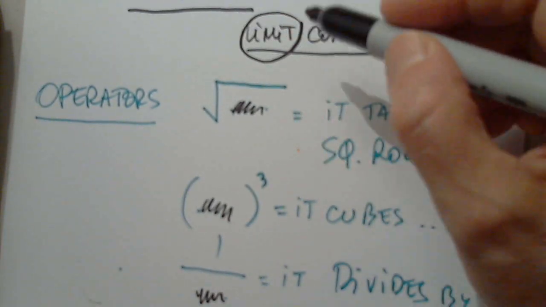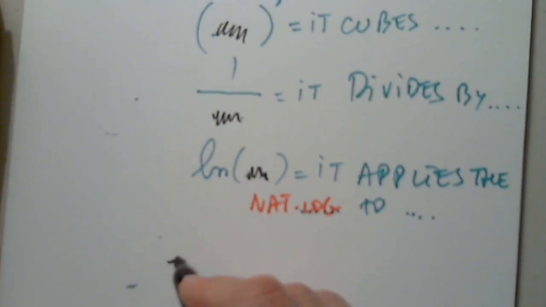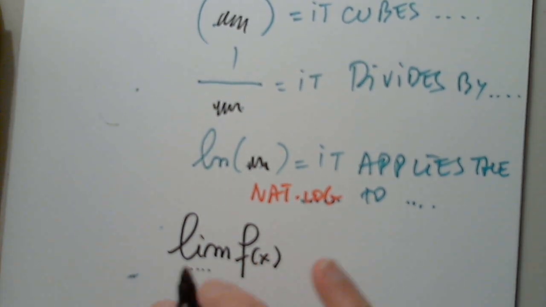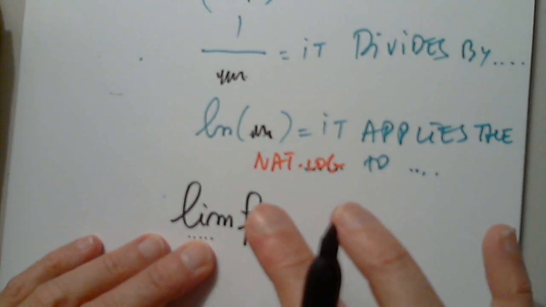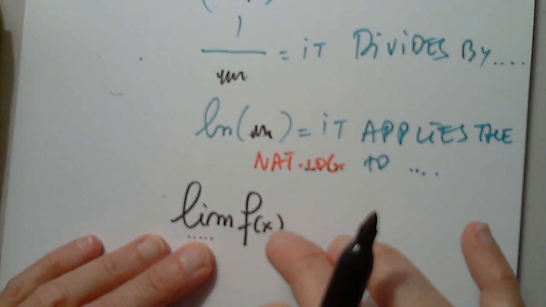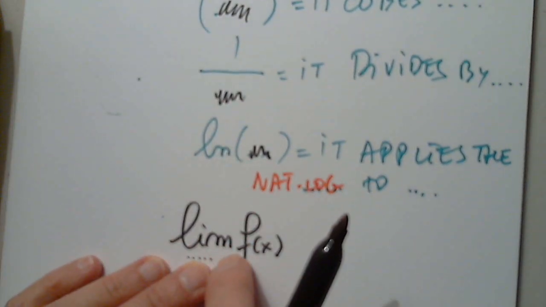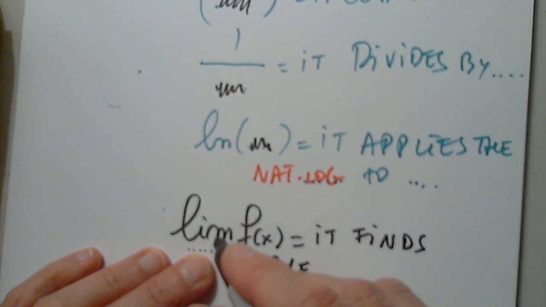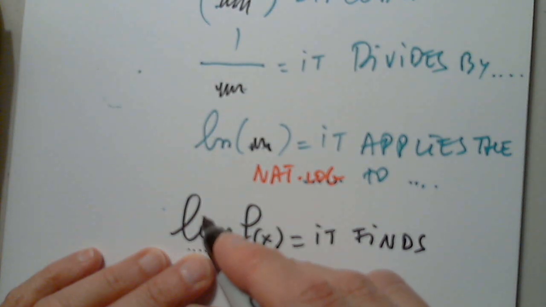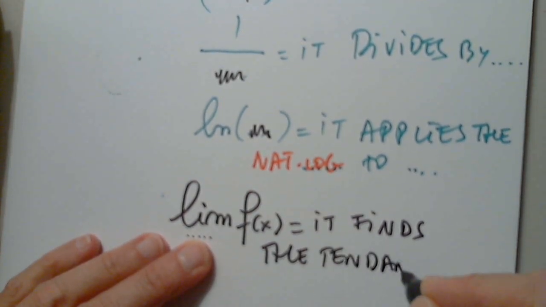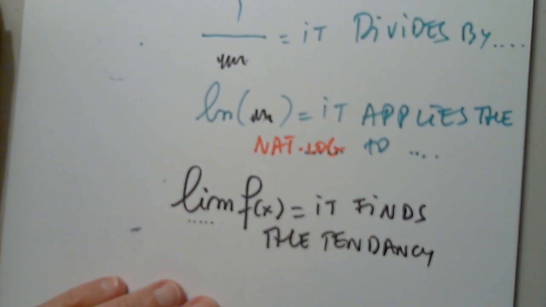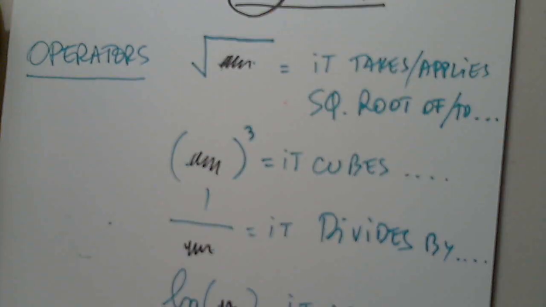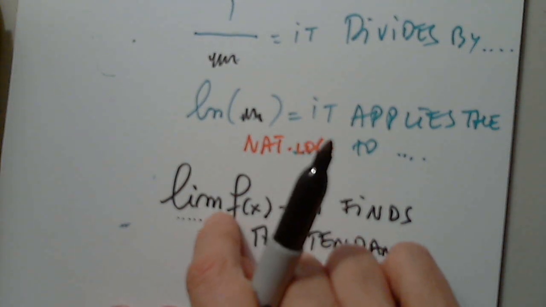Okay, this is also an operator. So LIM applied to a function, and of course something else follows here, but I don't want to discuss it just now. I just want you to understand only one thing at this point. This is also an operator. What does this do? It finds the tendency, where the function is going. It does not apply natural log. It does not apply 1 over. It does not cube. It does not take the square root. It's totally different. It finds where this is going.